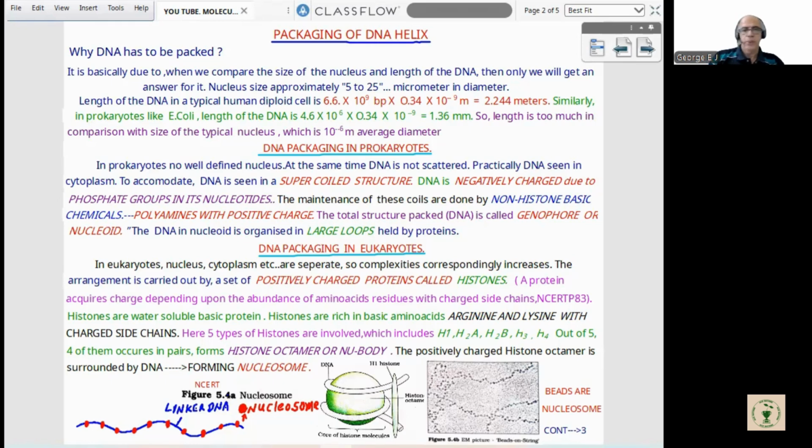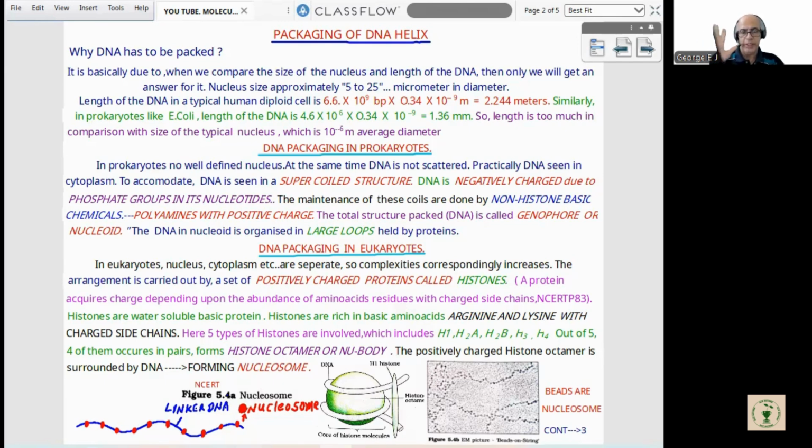Now DNA packaging in eukaryotes is more complex. The arrangement is carried out by a set of positively charged proteins called histones. A protein acquires charge depending upon the abundance of amino acid residues with a charged side chain, an NCERT line. Histones, what are they? They are water-soluble basic proteins. Histones are rich in amino acids like arginine and lysine, which are basic with a charged side chain.